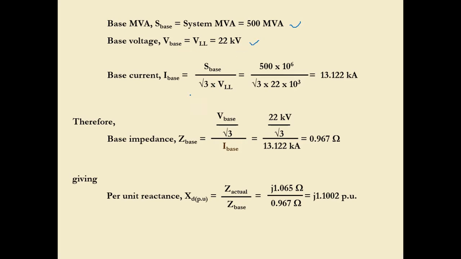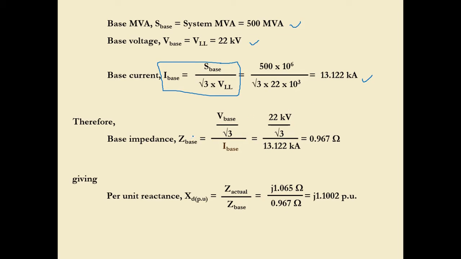Right. So the base current, I base, going back to this equation, is S base over square root 3 VLL. So 500 mega, 10 to the power of 6, divided by square root 3 times 22 kV. This gives the I base current of 13.122 kiloampere.